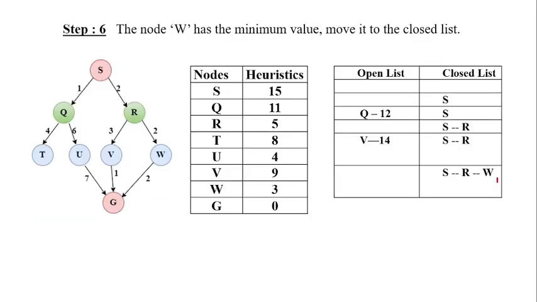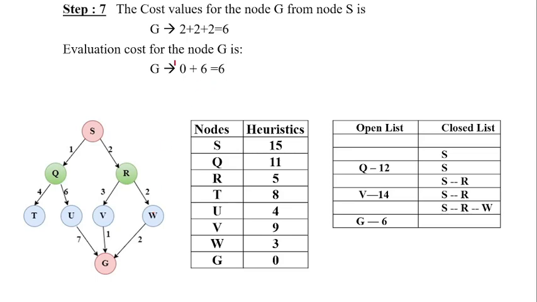Next, find the nodes which are adjacent to W. In the given graph, the adjacent node for W is G. Place node G in the open list along with the evaluation cost. That is, the heuristic value for node G is 0 and the path cost value for node G from the node S is 2 plus 2 plus 2, which is equal to 6. So the evaluation value is 0 plus 6, which is equal to 6. Place node G along with the evaluation cost in the open list.